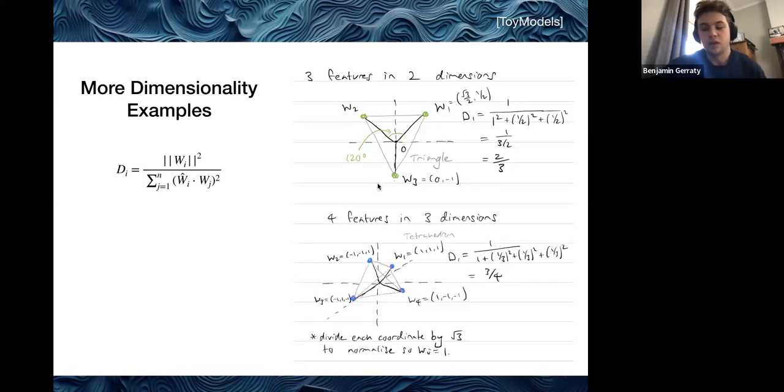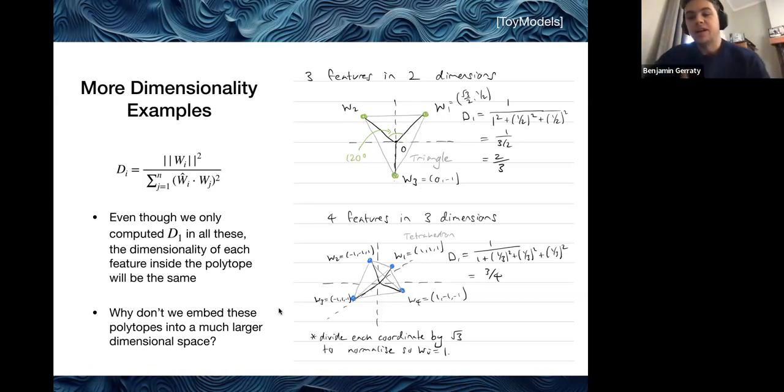And then if we have 4 features in 3 dimensions, it's going to form this tetrahedron shape. I'm going to color tetrahedrons blue and the triangles green. Also, you might notice that I've traced out the shapes with these gray lines. In the next pictures, we'll see that we're going to think of these gray lines as measuring how strong the dot product is between features.